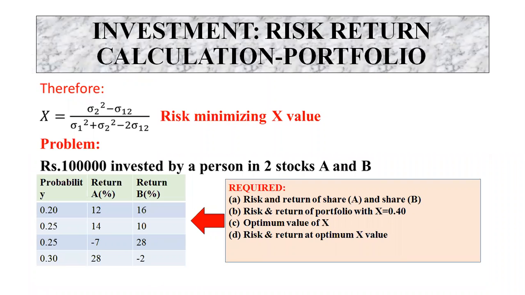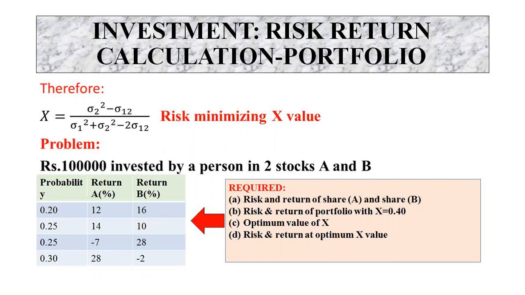So today, again in this lecture, we are continuing with our previous discussion connected with the investment analysis and portfolio management subject. In the previous lecture, we learned how to calculate the value of X, which will help you minimize the risk of the portfolio. That means you are mixing two shares in such a manner that ultimately portfolio risk will be minimized. And this is the optimum combination of the two securities.